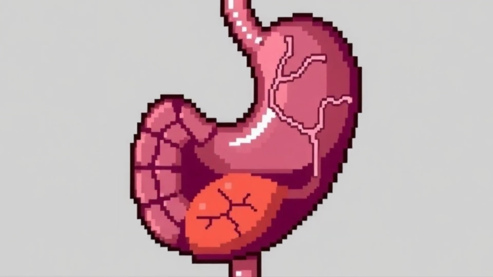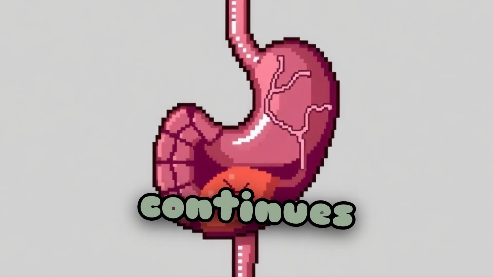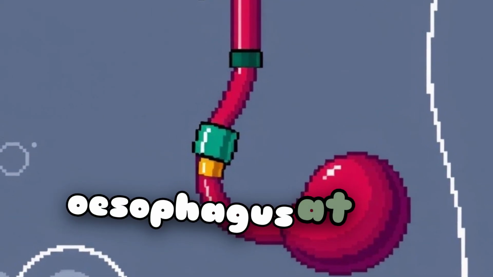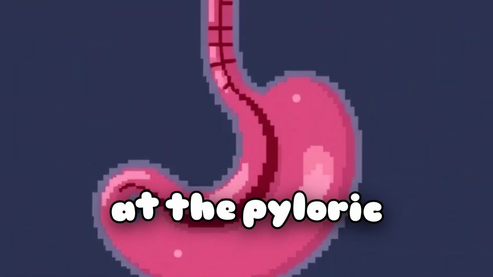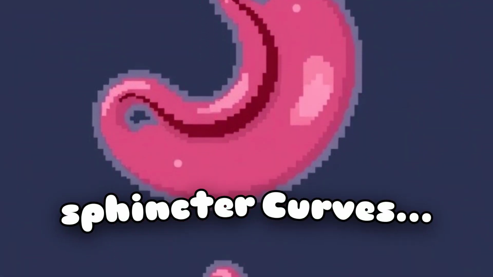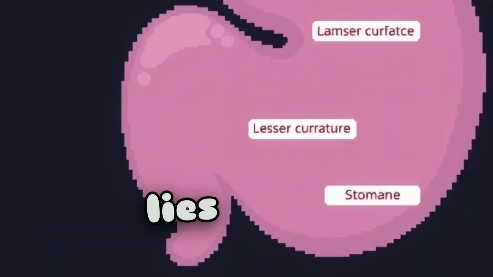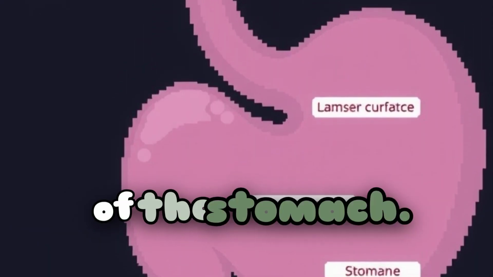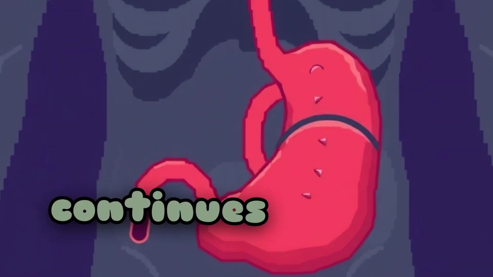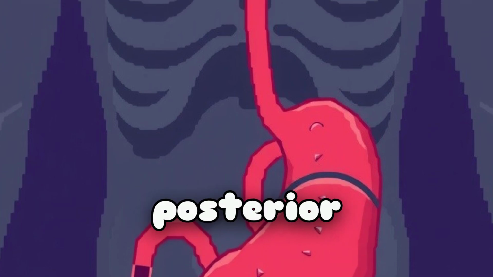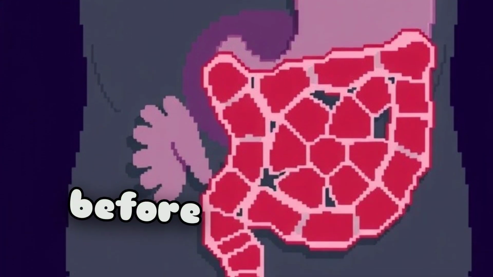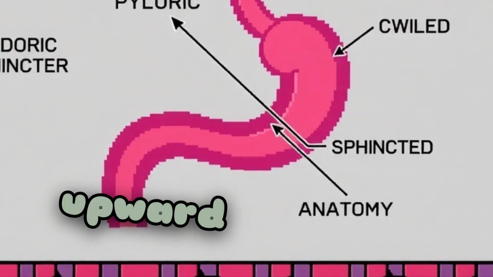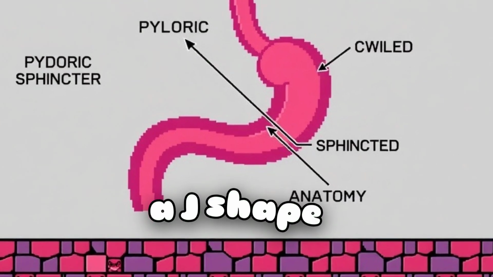The structure of the stomach. The stomach continues with the esophagus at the cardiac sphincter, and with the duodenum at the pyloric sphincter. Curves. The lesser curvature lies on the posterior surface of the stomach. Downward, it continues with the esophagus posterior wall. Greater curvature, just before the pyloric sphincter, curves upward and forms a J shape.